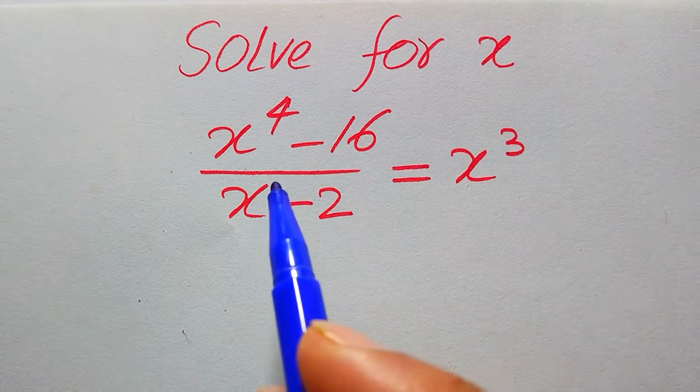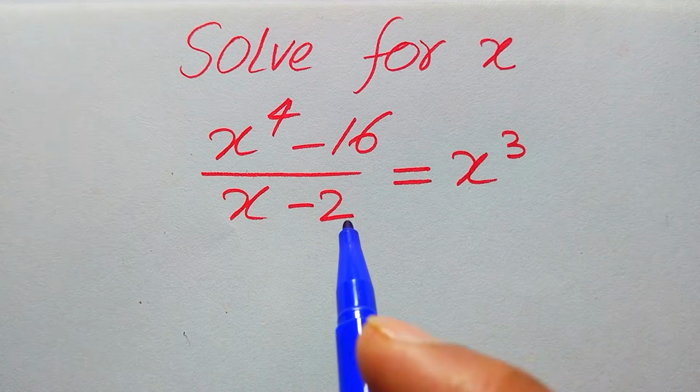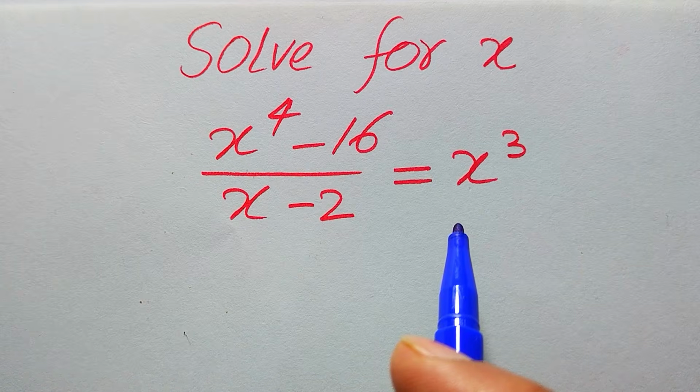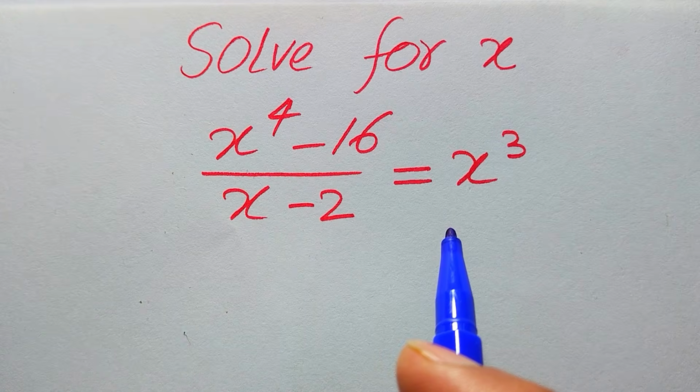So here we have (x to the power of 4 minus 16) divided by (x minus 2) is equal to x cubed, and we solve this problem for all the values of x. So here first we need to find all the roots of this equation.